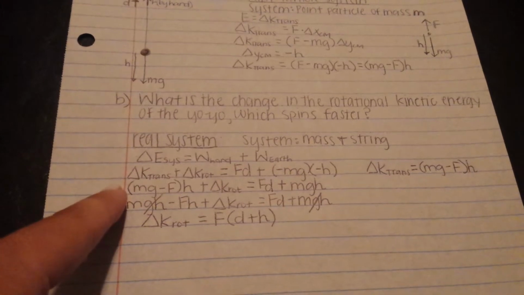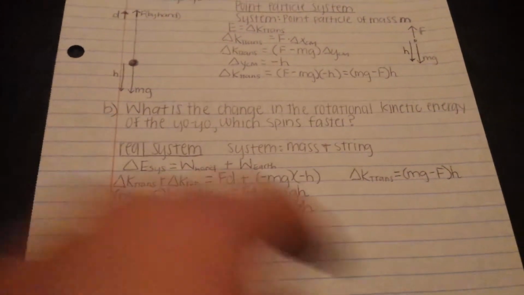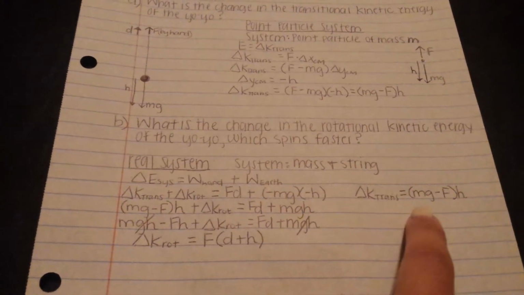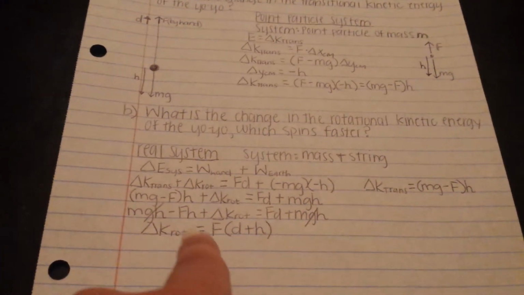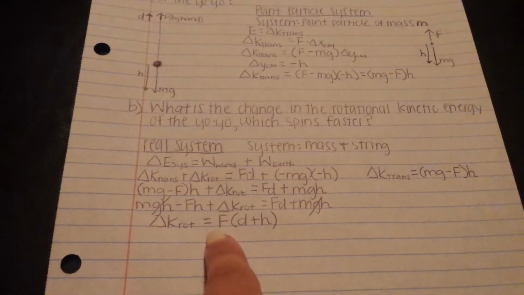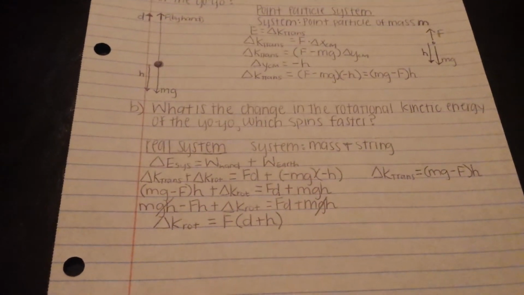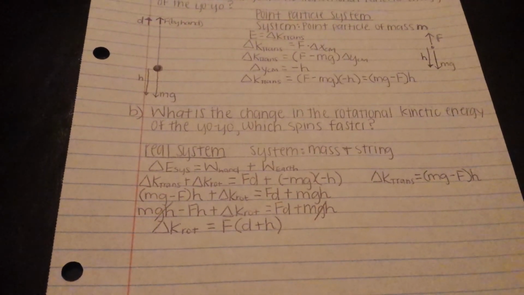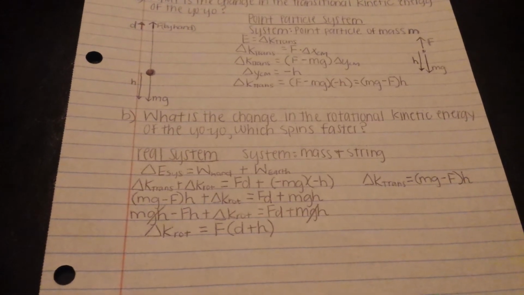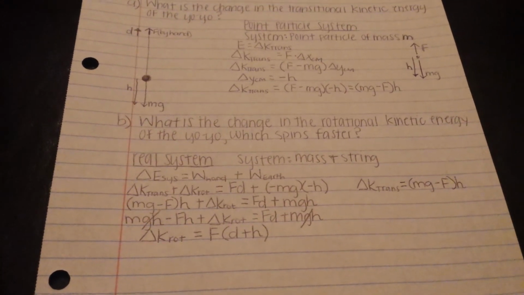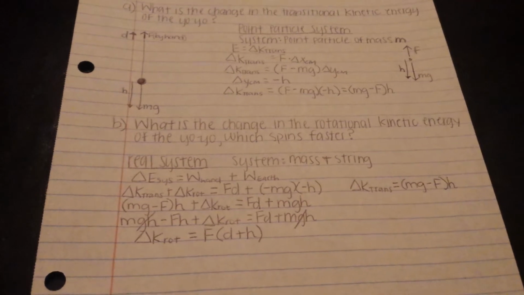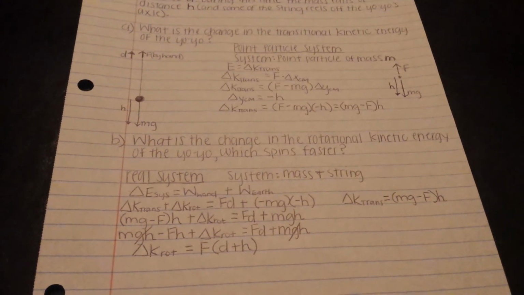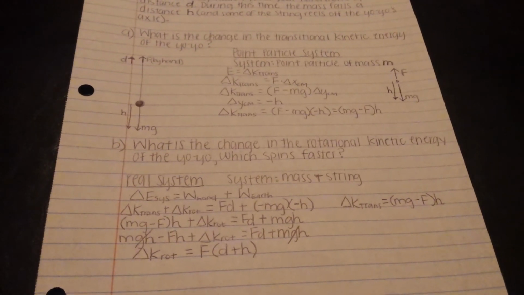Once you expand this out again, we had got the change in translational kinetic energy earlier, so we just plugged that back in here and solved for the change in rotational kinetic energy, and we got the force times the distance D that the hand made it move up plus the height h, which is the distance that the yo-yo actually moved the mass, which was the yo-yo actually moved down.